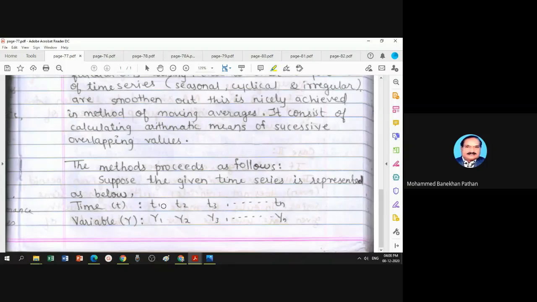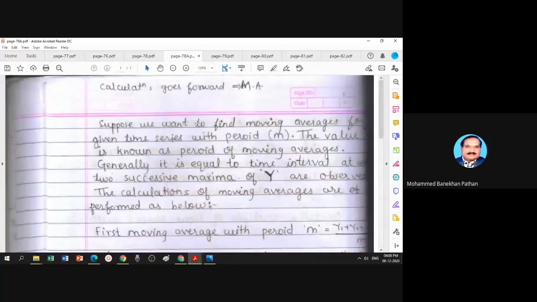So for first time factor, you have a record of Y1. Second time factor, you have a record of Y2. Third time factor, you have a record of Y3, and so on. Between T1, T2, T3, there is an equal gap. That means this collection is by chronological order. After having a time series data with us, we try to go ahead. Suppose we want to find moving average for given time series with period of m years.